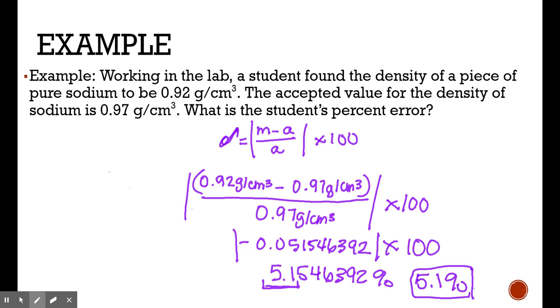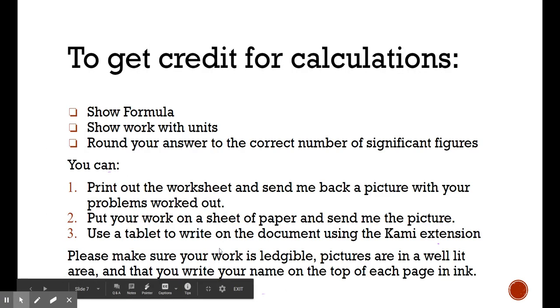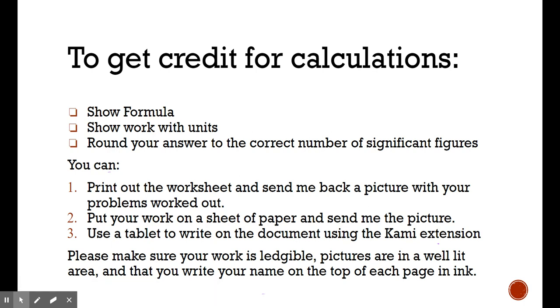All right, you guys have a worksheet to do. There are 6 questions on your worksheet. Make sure that in order to get credit for your calculations, you are doing all of these steps, showing the formula, showing your work with units, rounding your answer to the correct number of significant figures.